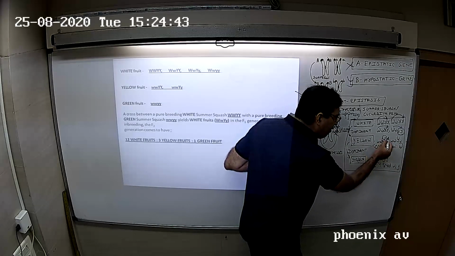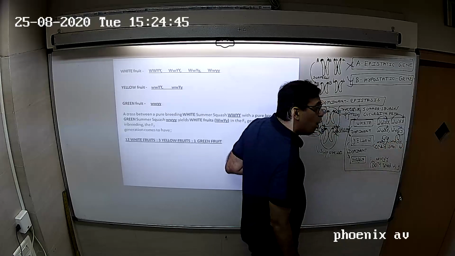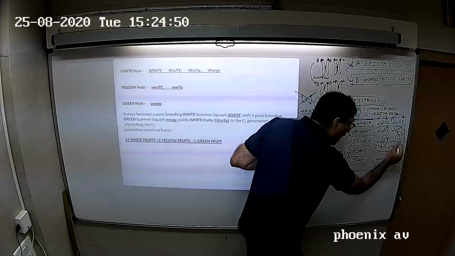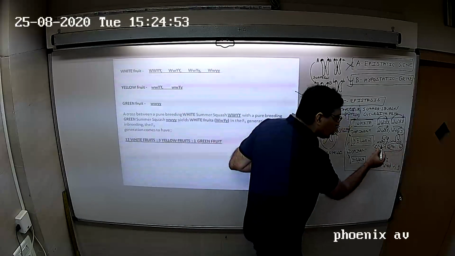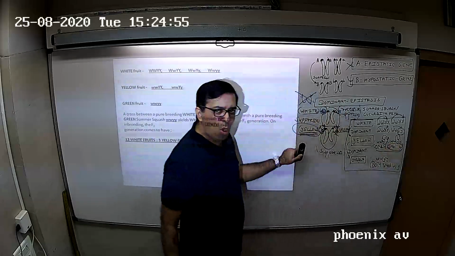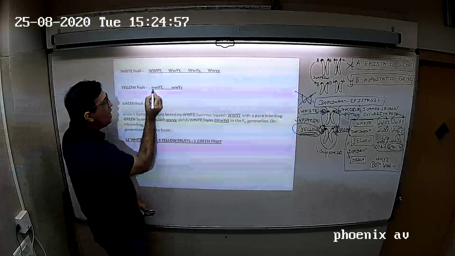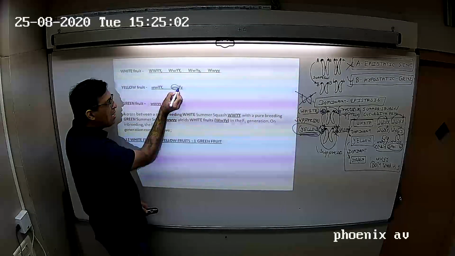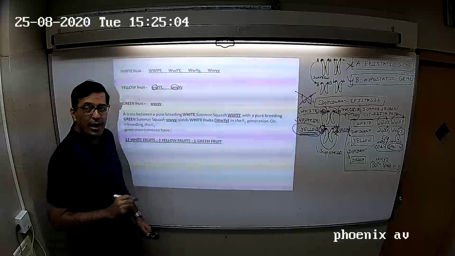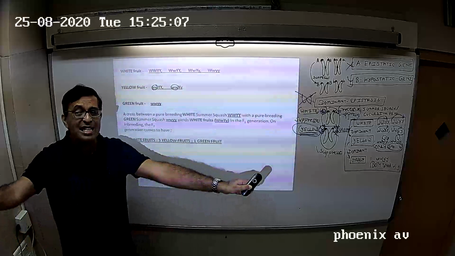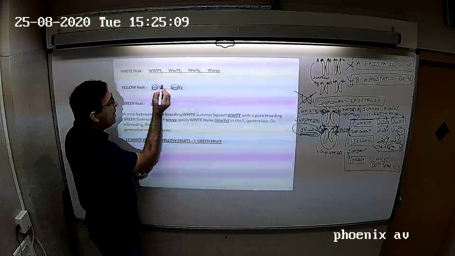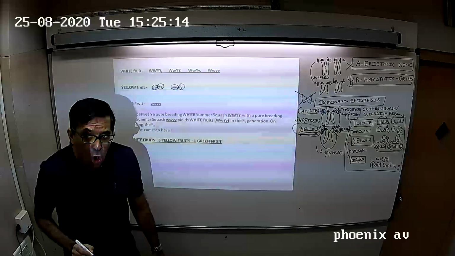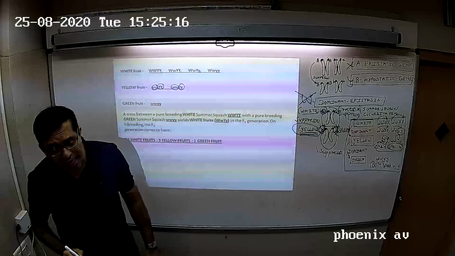What will capital Y produce? Yellow color. But importantly, all are small w. So small w, what will small w become? No epistatic gene, and capital Y will produce yellow color. I hope you understood that.